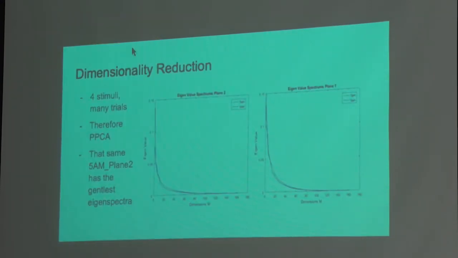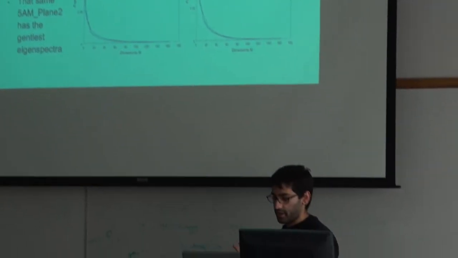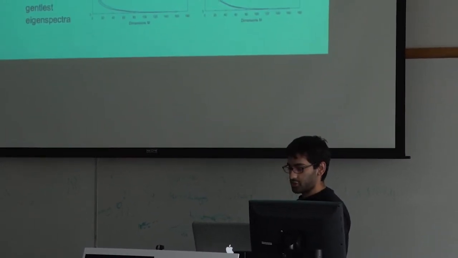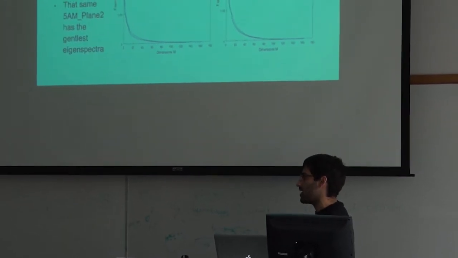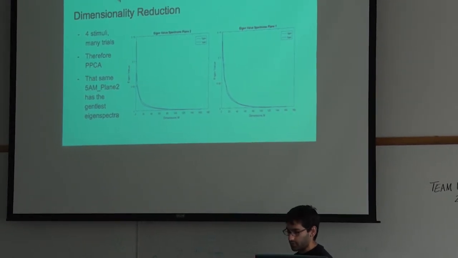So from there, we decided to look at another thing that could be related to the idea of circuit constraints, which is dimensionality reduction. We did a probabilistic principal component analysis because this data set was shaped in a way where you're stimuli limited, where you have 4 stimuli, but you have tons of trials. So that's a different way of spanning these response manifolds. And there, that 5 AM plane 2 data set I showed you has the gentlest eigenspectra, and that actually correlates to the fact that it has the fewest long-range connections in the cortical circuits.